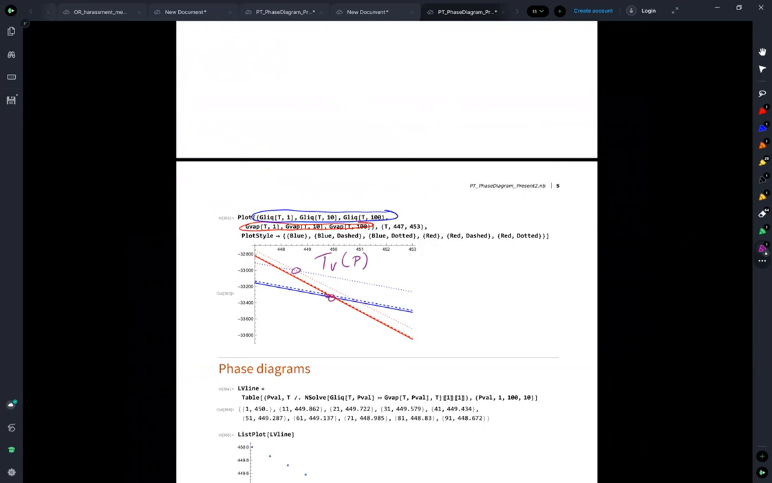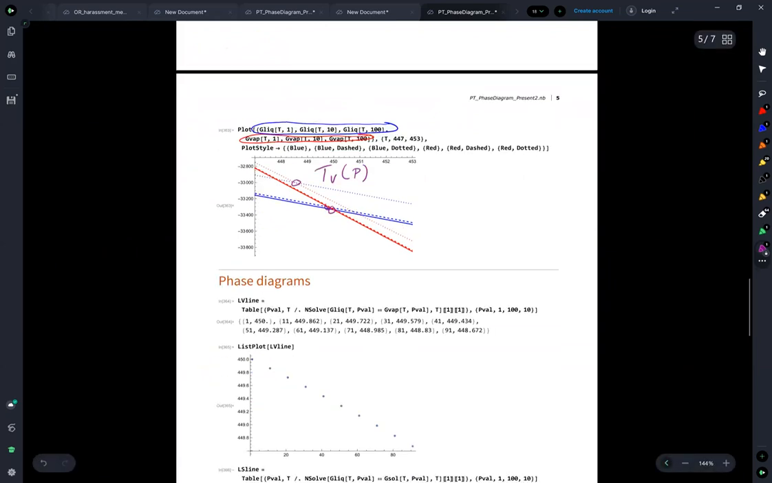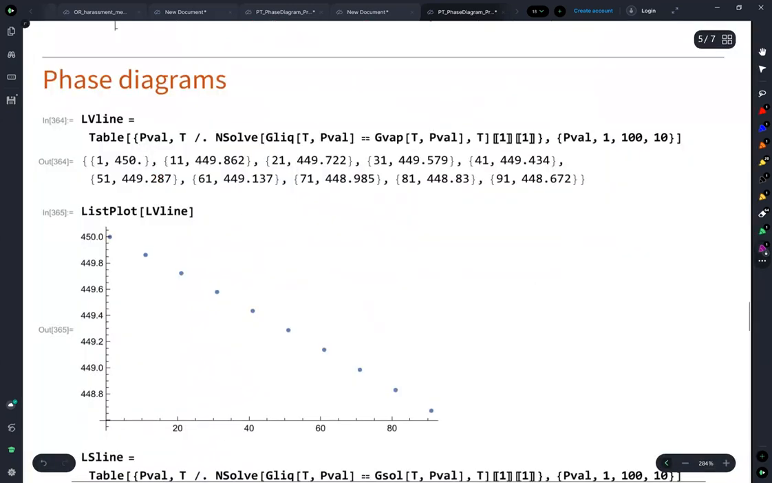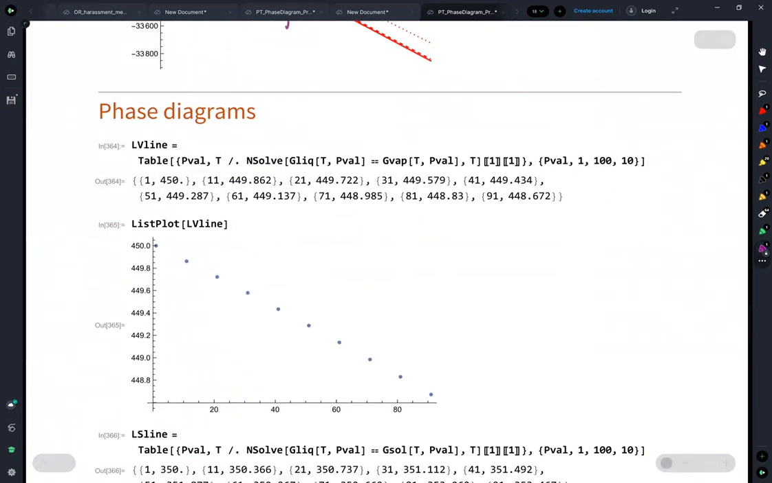So where did we get the phase diagrams? Well, we get the phase diagrams by setting the Gibbs free energy curves equal, right? To give you your melting point and your vaporization point. So here I numerically solved setting the liquid and vapor equal to each other. And I call this the liquid vapor line. And I did this for various pressures ranging from 1 to 100.